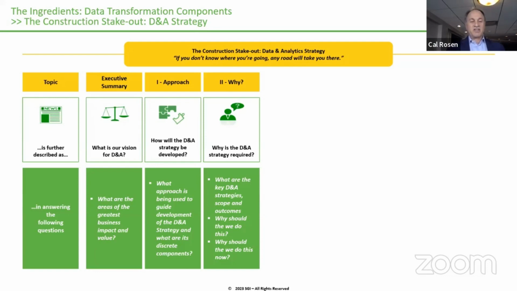Obviously, we've got an executive summary, and we have an approach that we need to share to say, how are we going to develop the strategy? What are the key components and what's involved in doing the strategy itself? How do we go about doing that? And then finally, why is it required? Why should we do this? Why should we do it now? And these are questions that your business stakeholders are going to be thinking about as you walk through explaining, why do we need to do a data and analytics strategy?